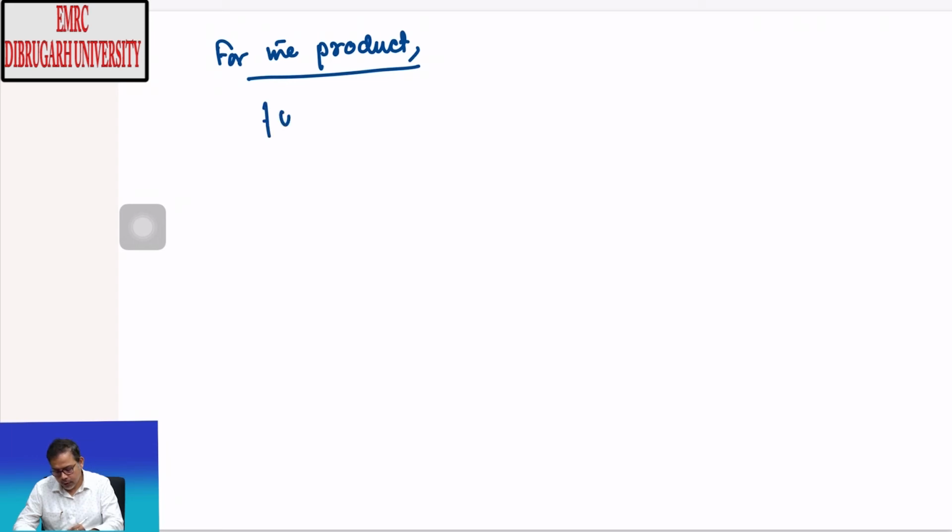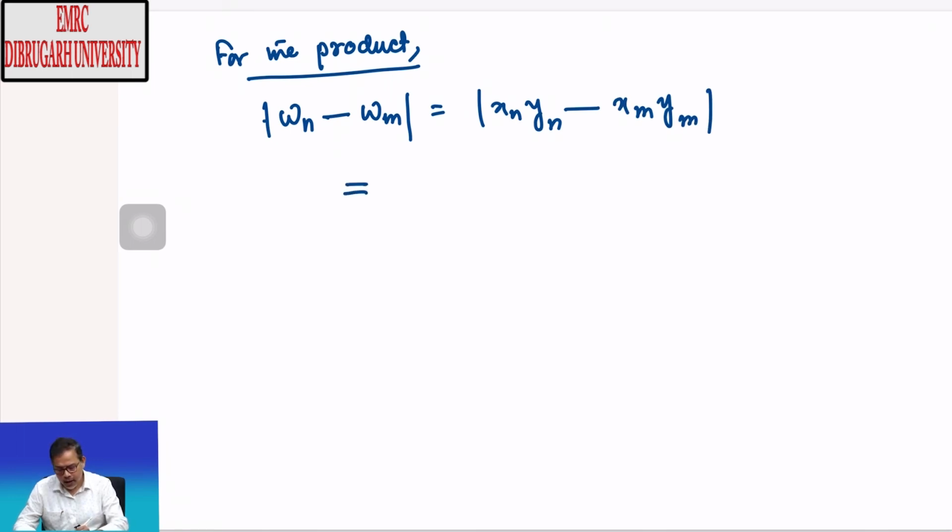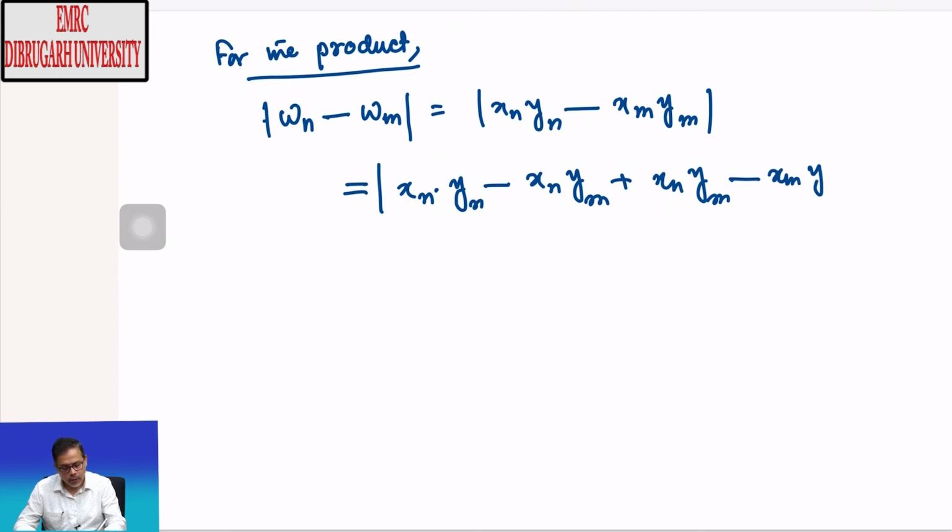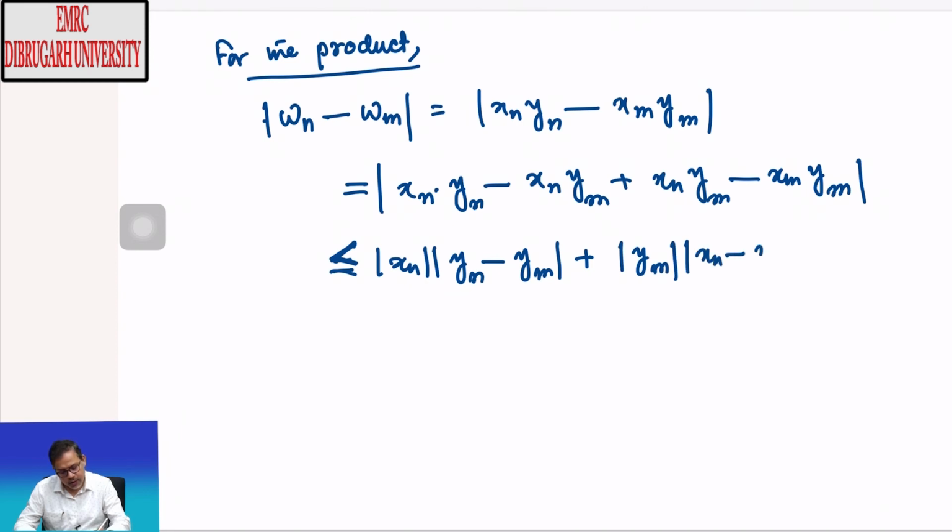Next, for the product, we have w n minus w m, and that is x n y n minus x m y m, and I can add some extra terms here: x n y n minus x n y m plus x n y m minus x m y m, so that this becomes x n times y n minus y m plus y m times x n minus x m.